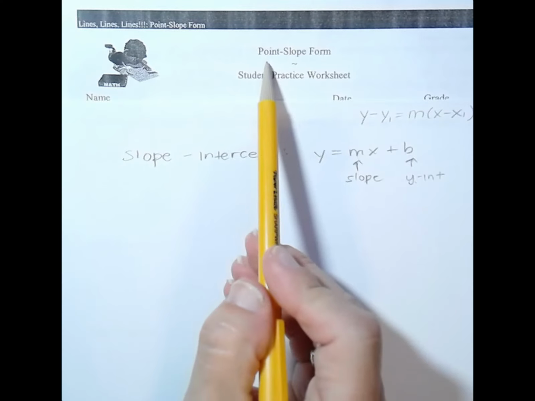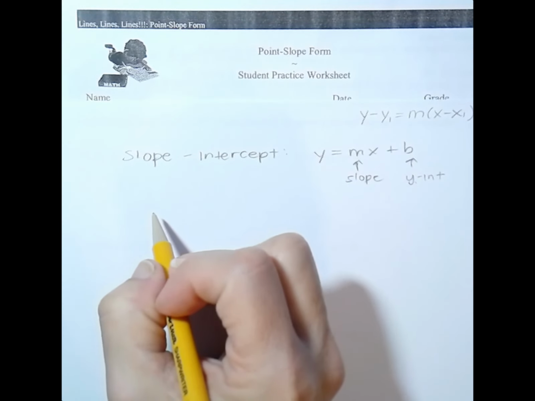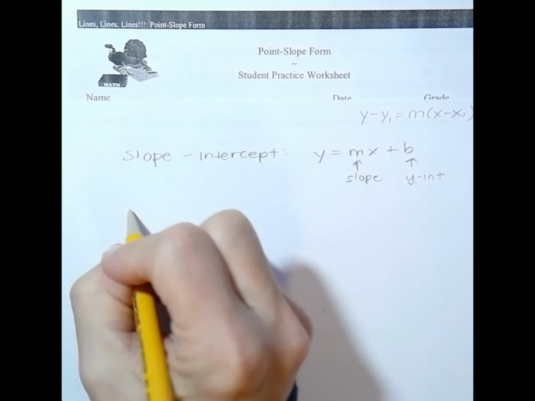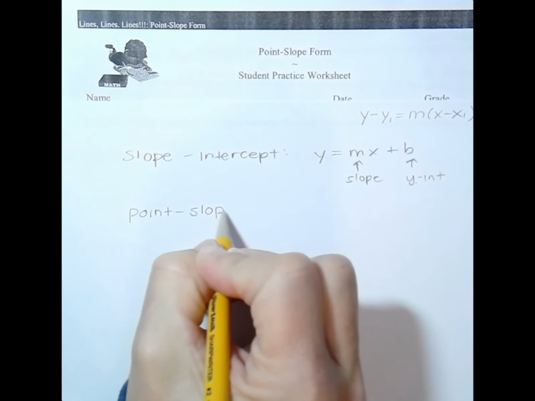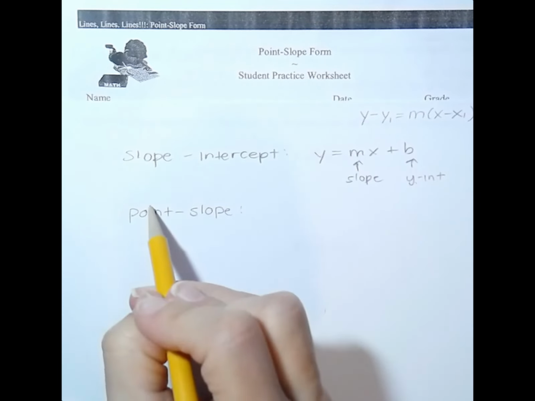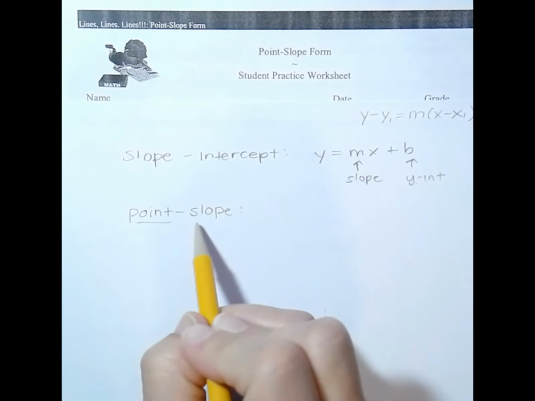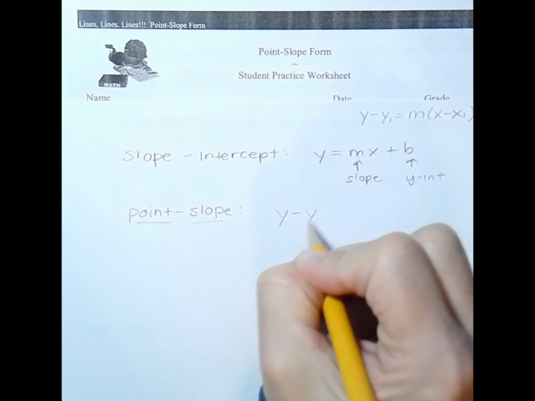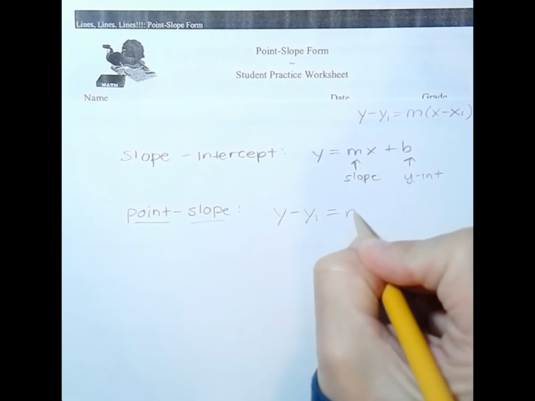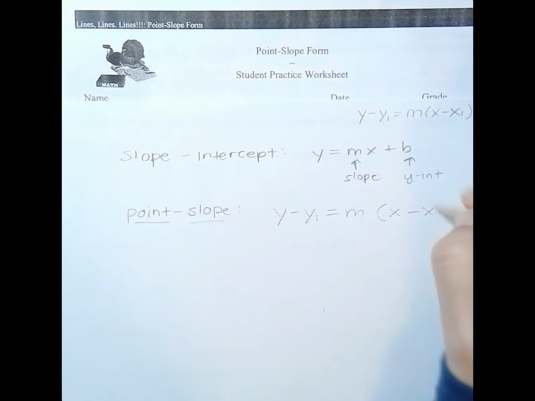Today we're going to look at a new type of equation, or another form. It's still the same equation, just written in a different form, and that's called point slope. And you can probably figure out that this form of the equation we would use when we have a point and a slope. So this is what it looks like. y minus y1 equals m(x minus x1).